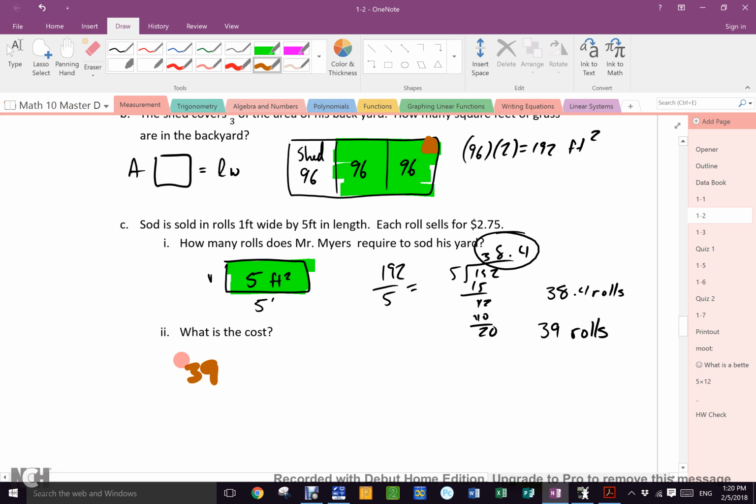Anyway, what is the cost? 39. Oh, I forgot to change my pen back to something that wasn't brown for the corner. 39 times 2.75 to get an answer of whatever it is. I don't even care. $107.25. Boom, boom.